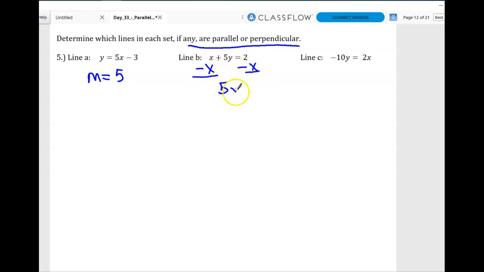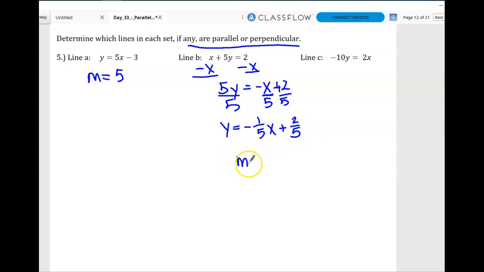We'll subtract x from both sides. We've got a -x plus 2. And then we're going to divide both sides by the 5. So I'm going to do every term. So our y is equal to -1/5 x plus 2/5. So our slope here is -1/5. All right. And then for line C, we divide both sides by -10. So our y is equal to, and we can simplify 2 over -10 to be -1/5 x. So again, we pull out a slope of -1/5.